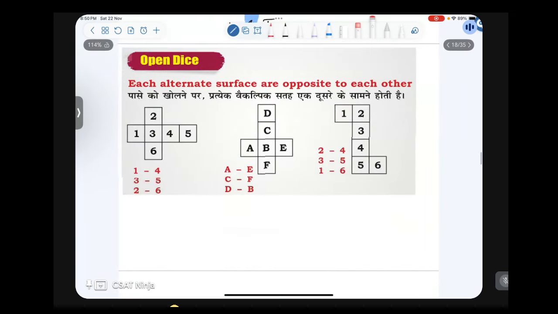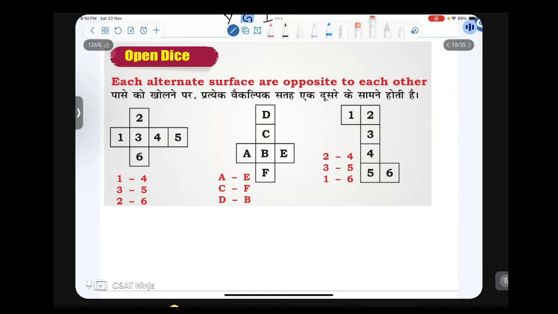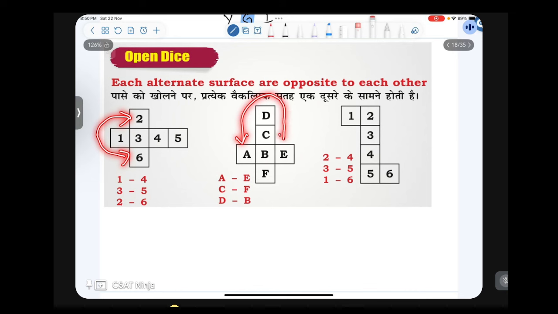So if you want to talk about open dice, it is like this. Just a quick review. Whenever you see open dice, the trick is this one. The branch will always be opposite to each other. You have a branch here. That means this will be opposite to this one. This will be opposite to this one. That means branches will always be opposite to each other.